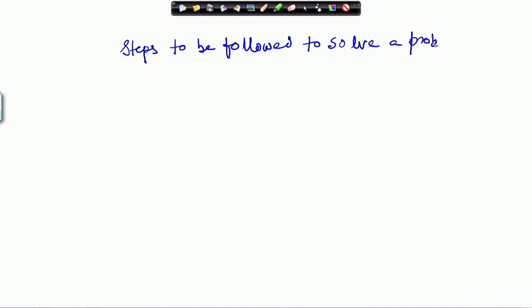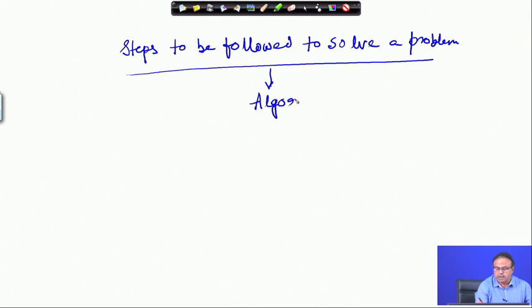And these specific steps, the steps to be followed to solve a problem, this is also known as algorithm. Algorithm consists of the specific steps or the methods that have to be followed in order to solve a problem.